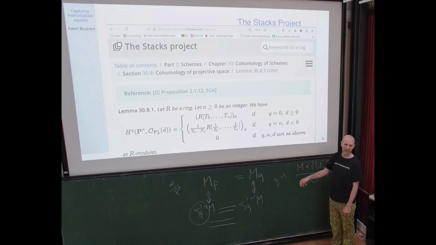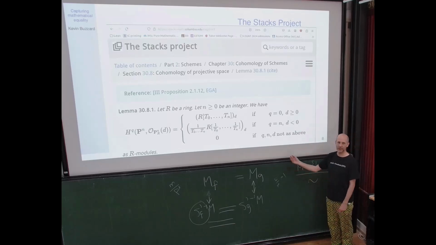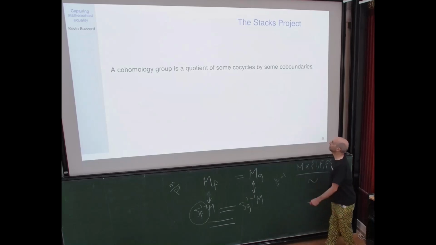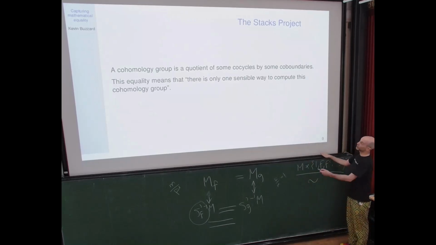Whereas in fact what's happening is they're making a definition, but they don't know that they're making a definition because they've lost track of the difference between these groups are isomorphic and this function is an isomorphism. So there you go, I've said this. So a cohomology group is a quotient of cocycles by coboundaries.